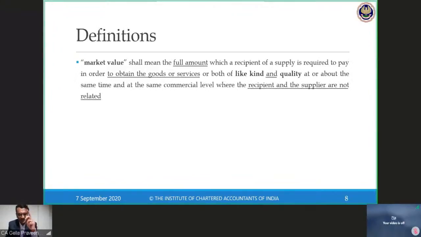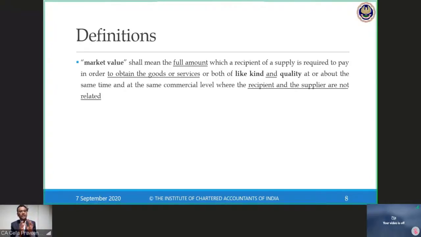Then market value, again, this is relevant for us to understand, shall mean the full amount which a recipient of a supply is required to pay in order to obtain the goods or services or both of like kind and quality, at or about the same time at the same commercial level, where the recipient and the supplier are not related. In this definition, we have to correlate back to our example of Pinky. When this lady goes to the jewelry shop for buying this jewelry, the market value of the ring is 25,000. What we have done, instead of charging on 25,000, I have charged only on 22,000. Now that is one particular example where this definition is relevant.